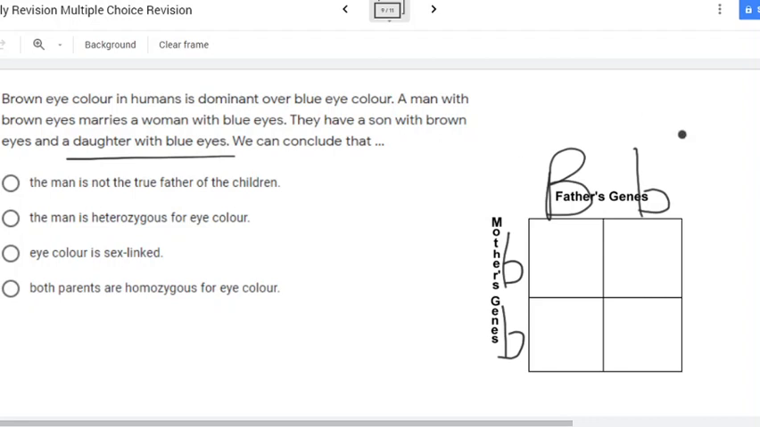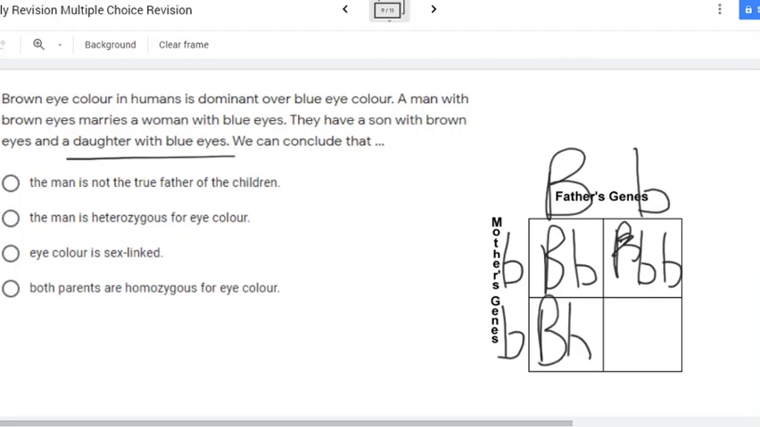He'll have brown eyes phenotypically, because he's got the dominant gene, but he's got the blue eye gene as well, and so he can pass it on. Although he has brown eyes, he can have kids with blue eyes. And so, let's cross these: capital B, small letter b, with small letter b, small letter b, giving capital B, small letter b, and small letter b, small letter b.